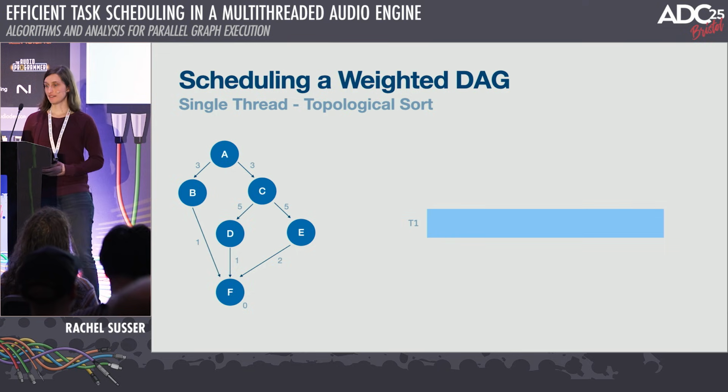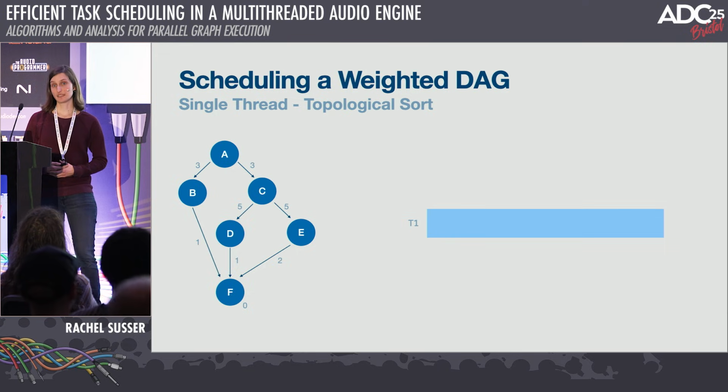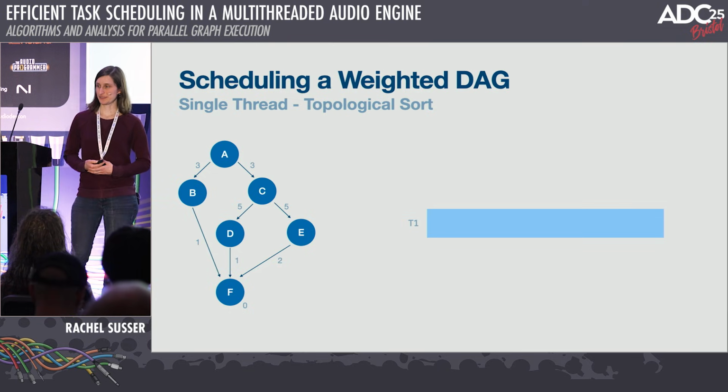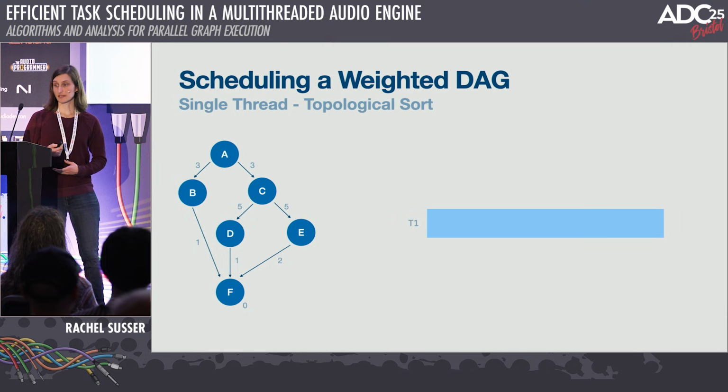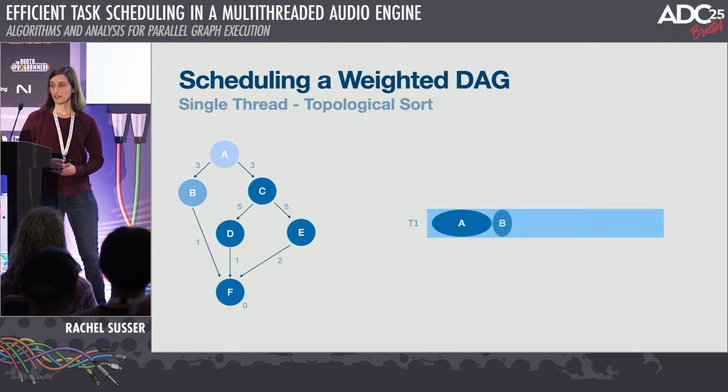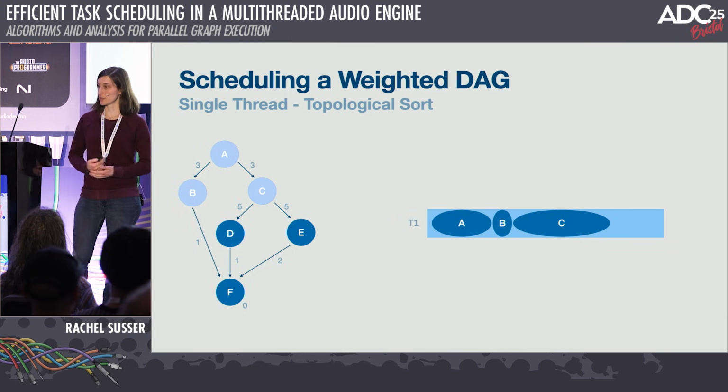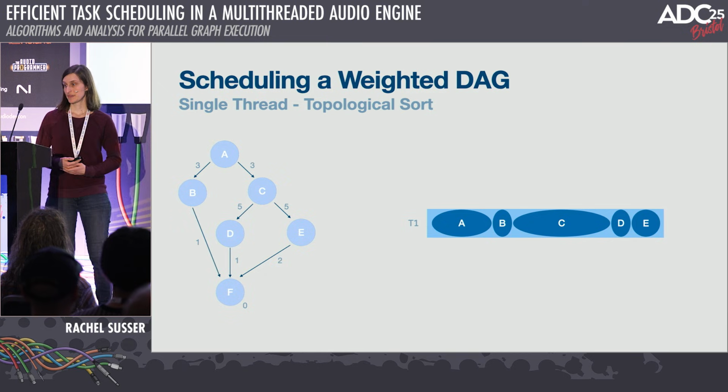Once we have our graph and the weights of the nodes, we can come up with a schedule. If we only have a single thread to work with, this is pretty simple. We perform what's known as a topological sort of the graph. If you're interested in how to implement this, there's a link at the end of the talk. Once this sorting is complete, we end up with a topological order, which is a sequential list of nodes where every node comes after its predecessors.